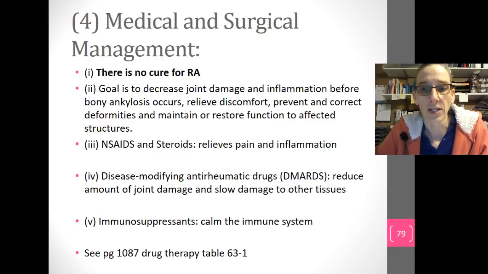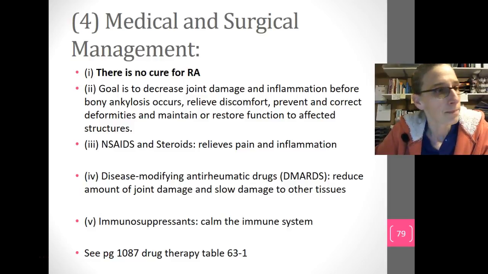Disease-modifying anti-rheumatic drugs, or DMARDs, help reduce the amount of damage and slow damage to other tissues. And these are things like gold preparations, methotrexate. Methotrexate, though, will cause nausea and vomiting, a decreased appetite, hair loss, unusual bleeding and bruising. So you have to be careful with these drugs. Immunosuppressants will calm the immune system, but they also suppress the immune system, so they all will have a higher risk for infection. These would be drugs like Imuran, which is an immunosuppressant.